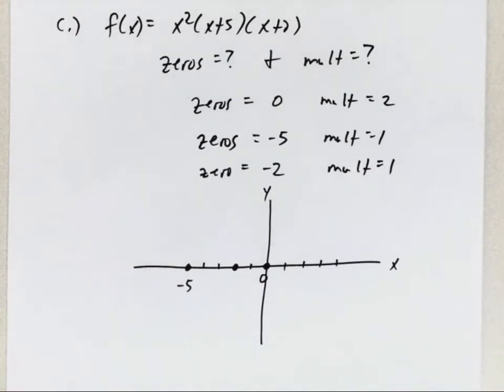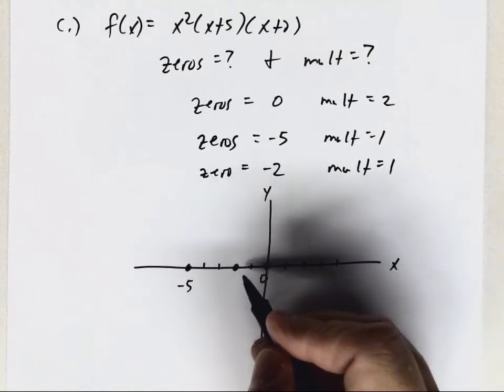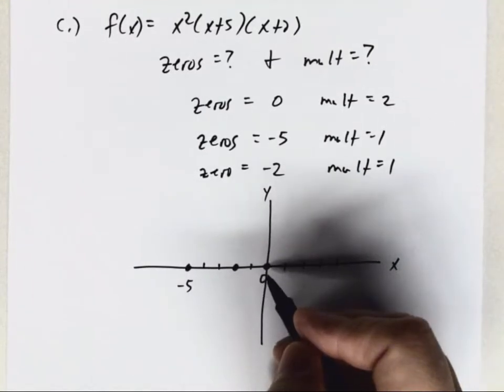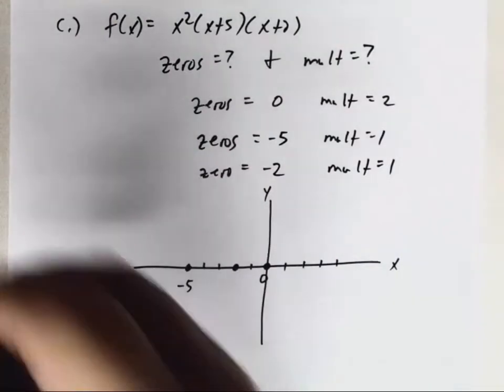But now here's the thing we're going to get at. One of two things can happen. When I actually try and draw the graph for these points, one of two things can happen.